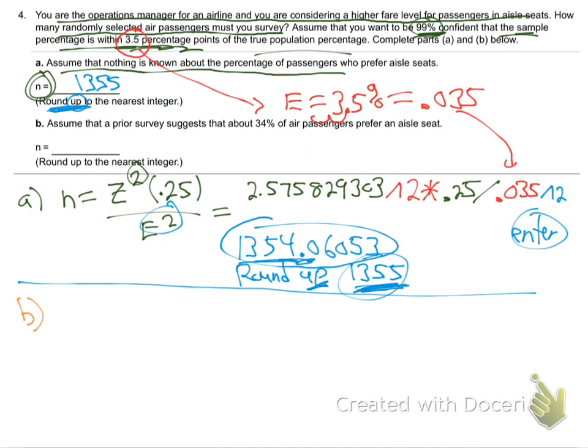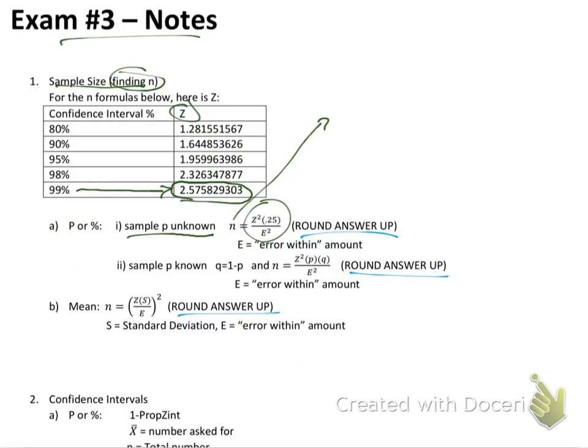Part B is almost the same, but it says now assume, instead of nothing being known like in part A, that a prior survey suggested about 34% ahead of time. So you think your P, the percentage that prefer an aisle seat, is about 0.34. Well, if you go to this formula, so now sample P known. Now I'm going to do that.